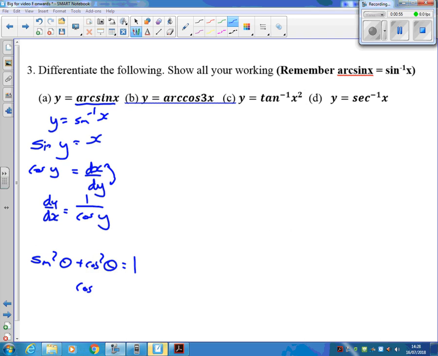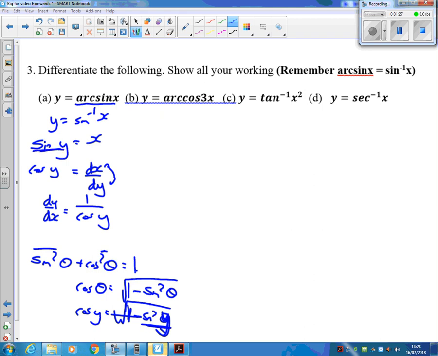And so if I want cos theta all on its own, that is 1 minus sine squared theta all square rooted. So 1, take away this, and then square rooted to get that. We've not got a theta, we've got a y. And so the cos of y is the square root of 1 minus sine squared y. And the reason for doing all of that is that sine y is equal to x. So this is 1 over the square root of 1 minus x squared.